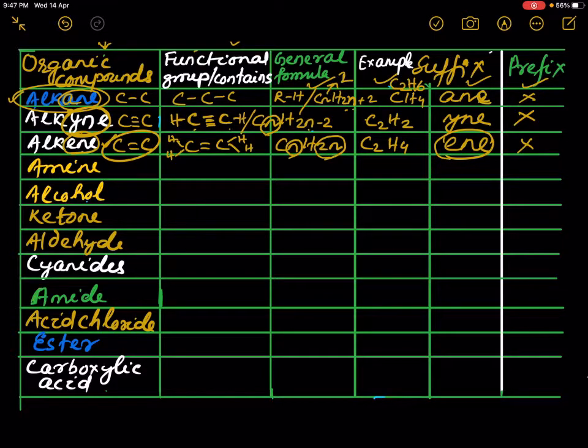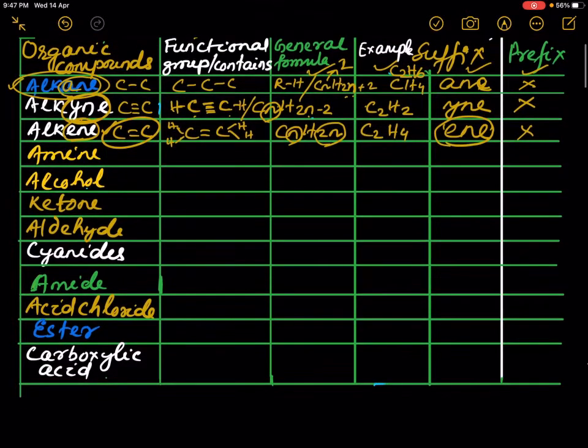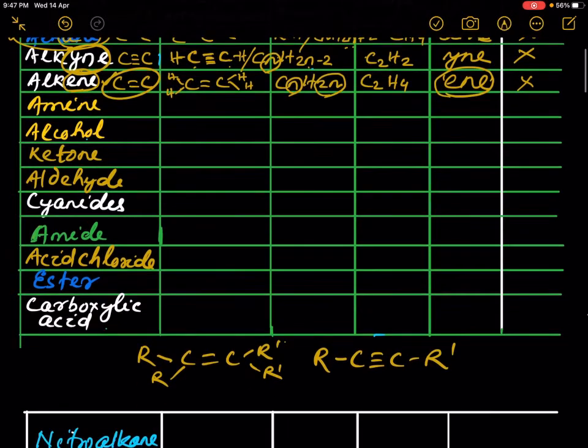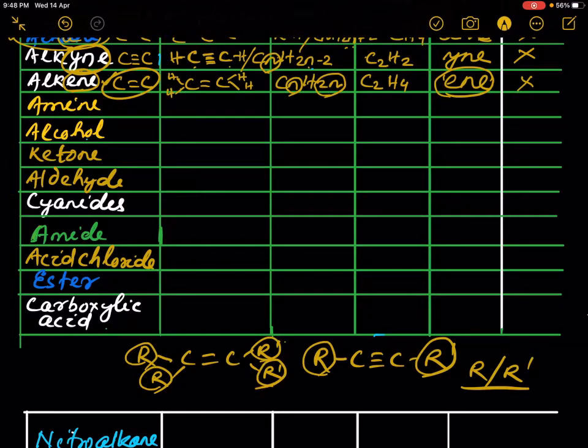You can write alkyne as R-C triple bond C-R'. You can write alkene as R-C double bond C-R'. You can take any alkyl group. Here R and R' may be equal or different. Here all these four alkyl groups may be different, may be same.